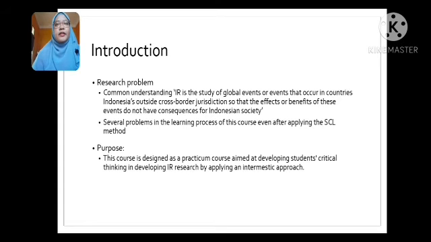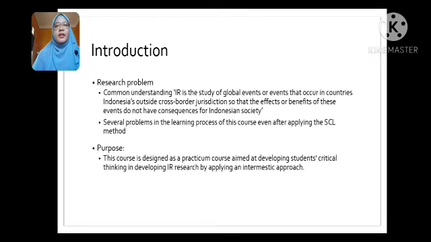A common understanding for both the public and new students in the Department of International Relations is that IR is the study of global events or events that occur in countries outside Indonesia's cross-border jurisdiction, so that the effect or benefit of these events do not have consequences for Indonesian society. Therefore, this research attempts to develop an intermestic or international domestic approach in the International Regime course.